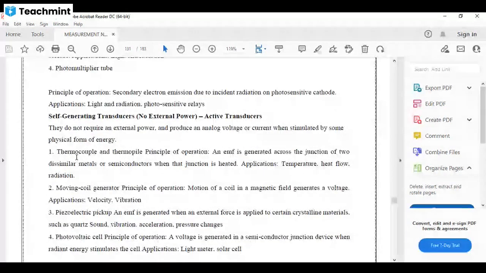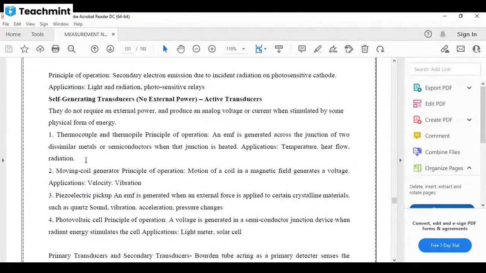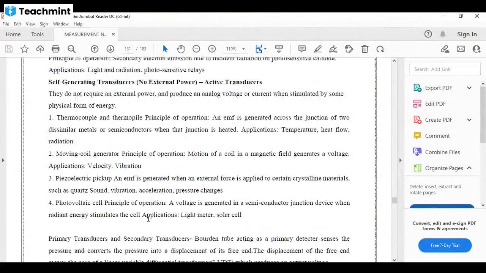Some self-generating or active transducers are the thermocouple, moving coil generator, piezoelectric pickup, and photovoltaic cell. So what happens in a thermocouple? There is no external power required. For this reason, this type of transducer is called an active transducer.